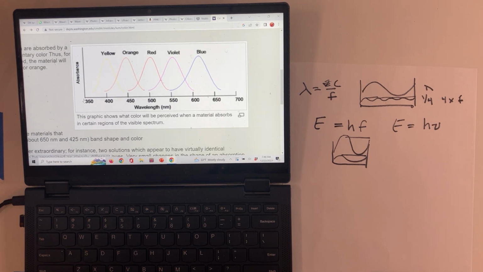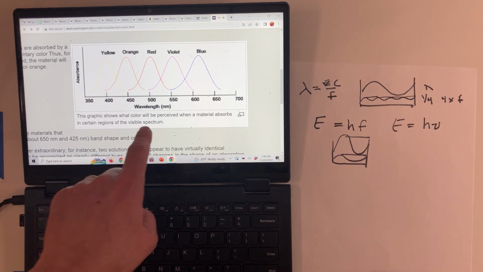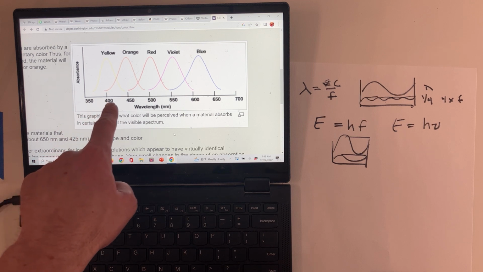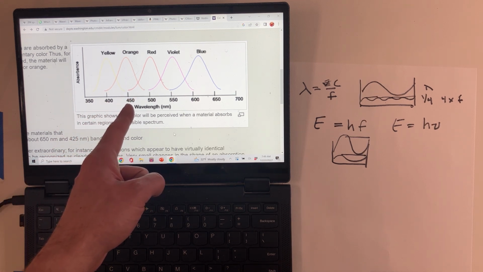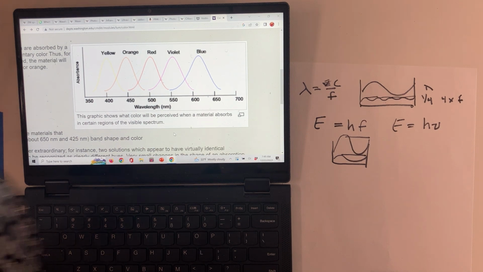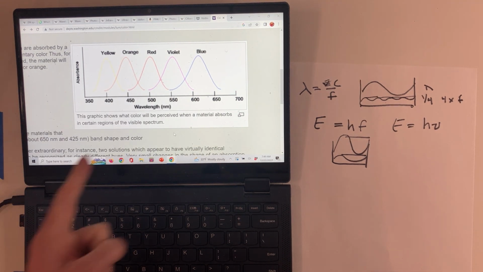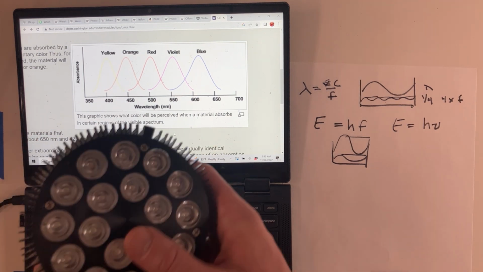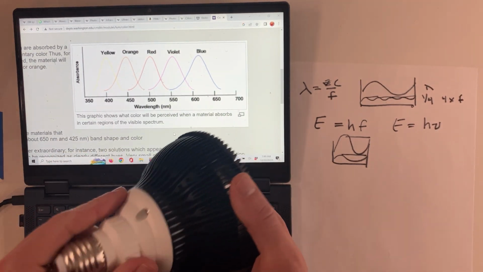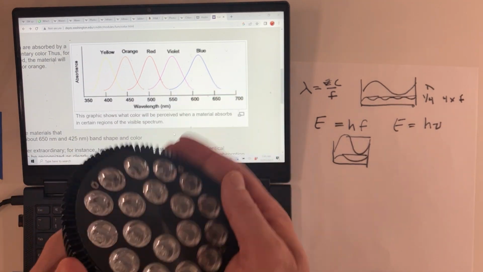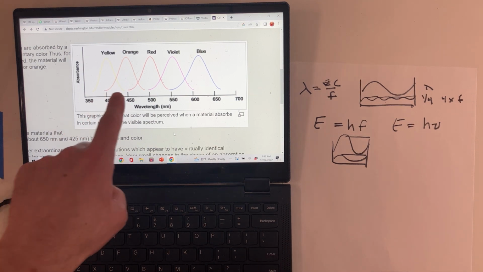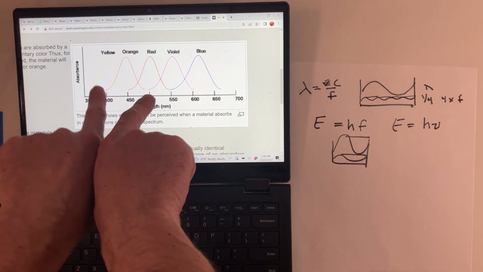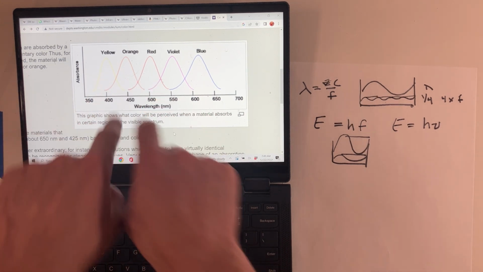So if you read the text down here, this shows the color that will be perceived when a material absorbs in certain regions of the spectrum. And so if you are irradiating at 450 nanometers, let's say with a blue LED, the color that's being absorbed is orange. And so part of the reason that I think these bulbs are so important and so special for doing our comic book cleaning and whitening is that at that 450 nanometers, we are specifically irradiating oranges, and you can see that there is a little bit of yellow and a little bit of red overlap there.